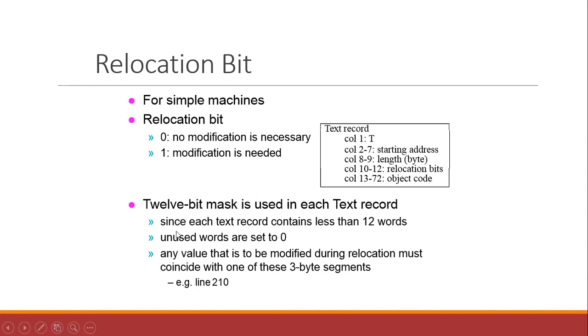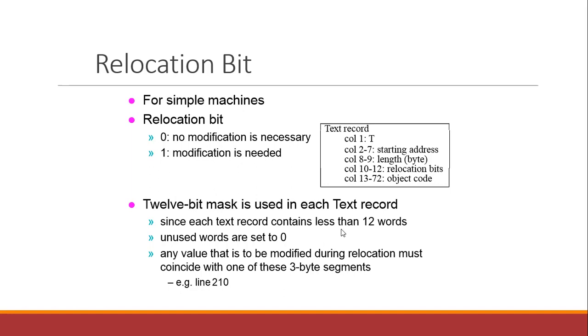Since each text record contains at most 10 words, the length of the text record is maximum 1E. Actually we write 10 object codes, so 10 times 3 means 30 bytes, which is the maximum length of each text record. So we are using 12 bits. One bit for each object code: if modification is required, that bit will be set to 1, otherwise it will be 0. An unused word will be set to 0.